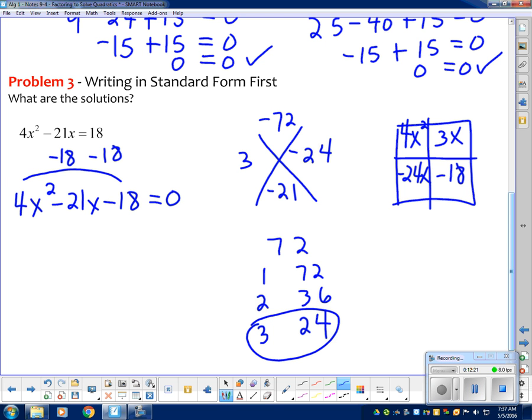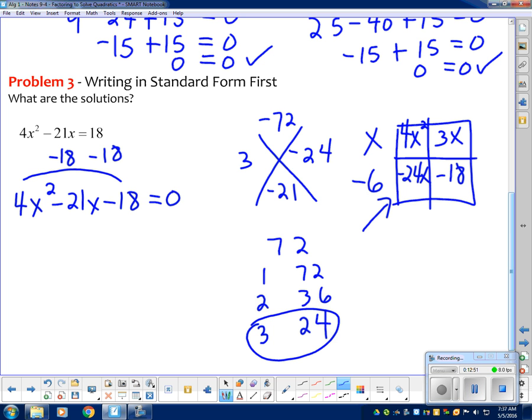Then I go ahead and factor out the greatest common factor from the first row. The greatest common factor between 4x squared and 3x is x. And the greatest common factor in the second row between negative 24x and negative 18 is a 6. Now, because there's a negative in the box right here, next to the edge, I'm going to pull out a negative 6. You'll see in just a minute when I check it why that's necessary.